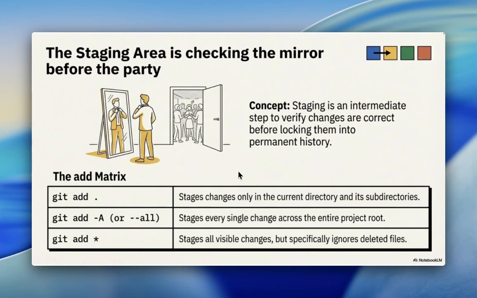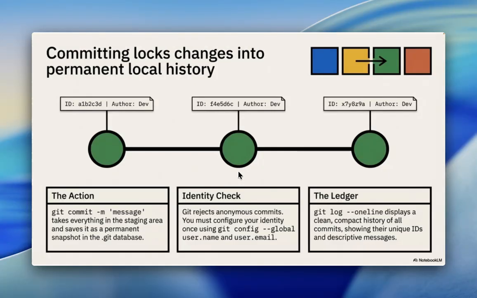Staging is an intermediate step to verify changes are correct before locking them into permanent history. Git add dot stages changes only in the current directory and its subdirectories. Git add -A or --all stages every single change across the entire project root. Git add asterisk stages all visible changes but specifically ignores deleted files.